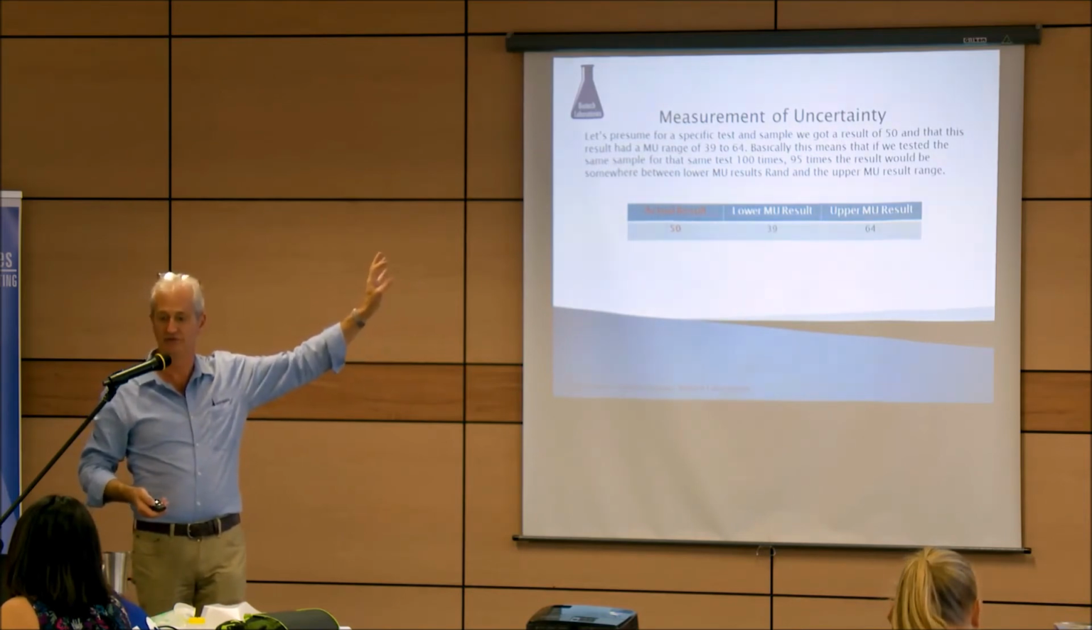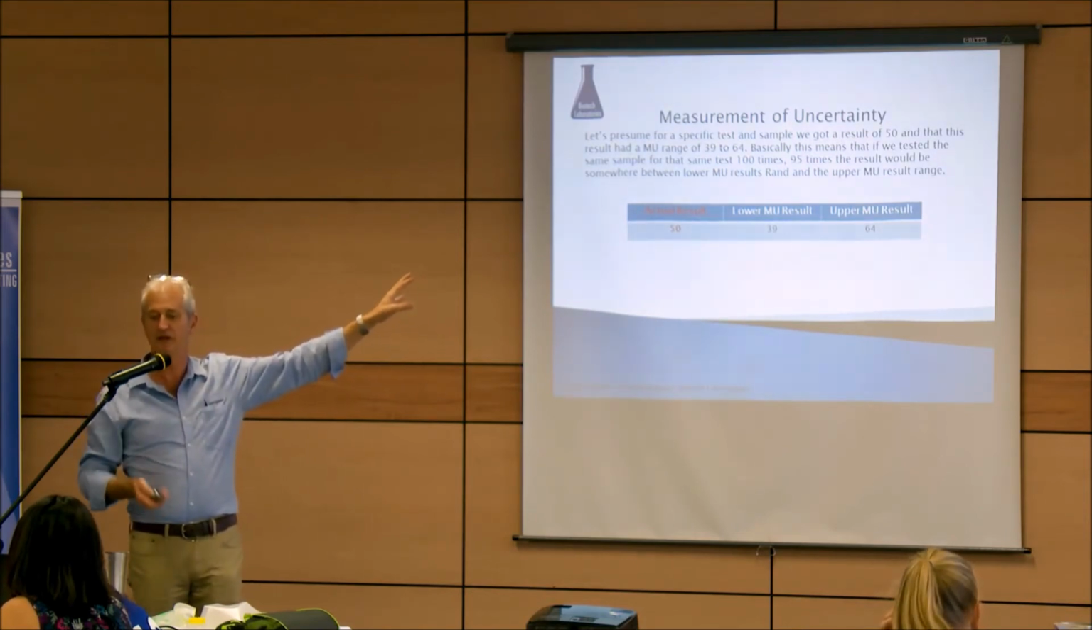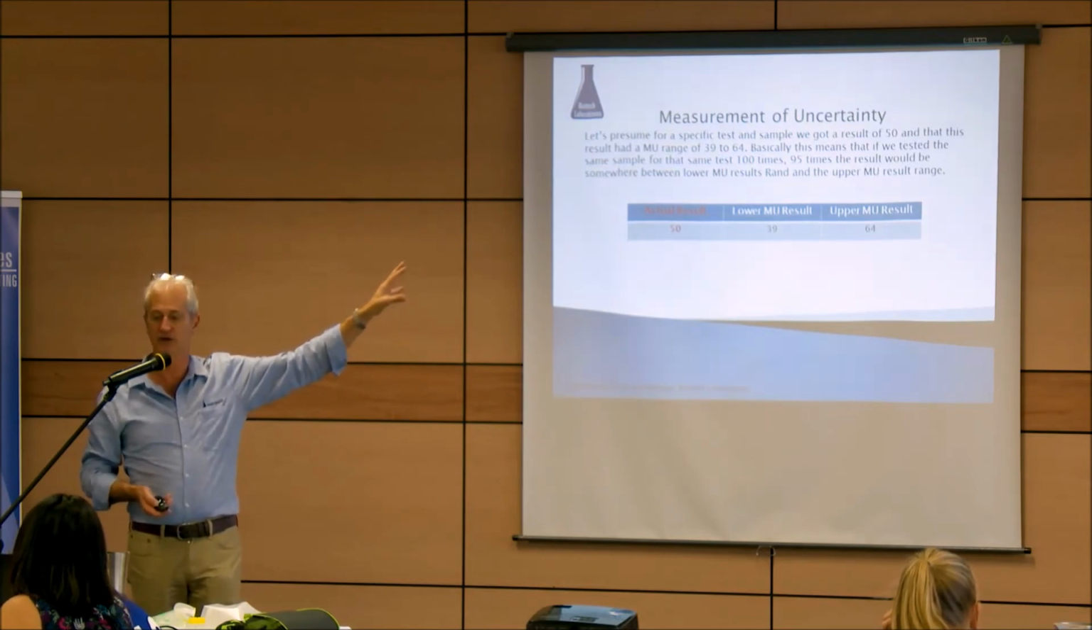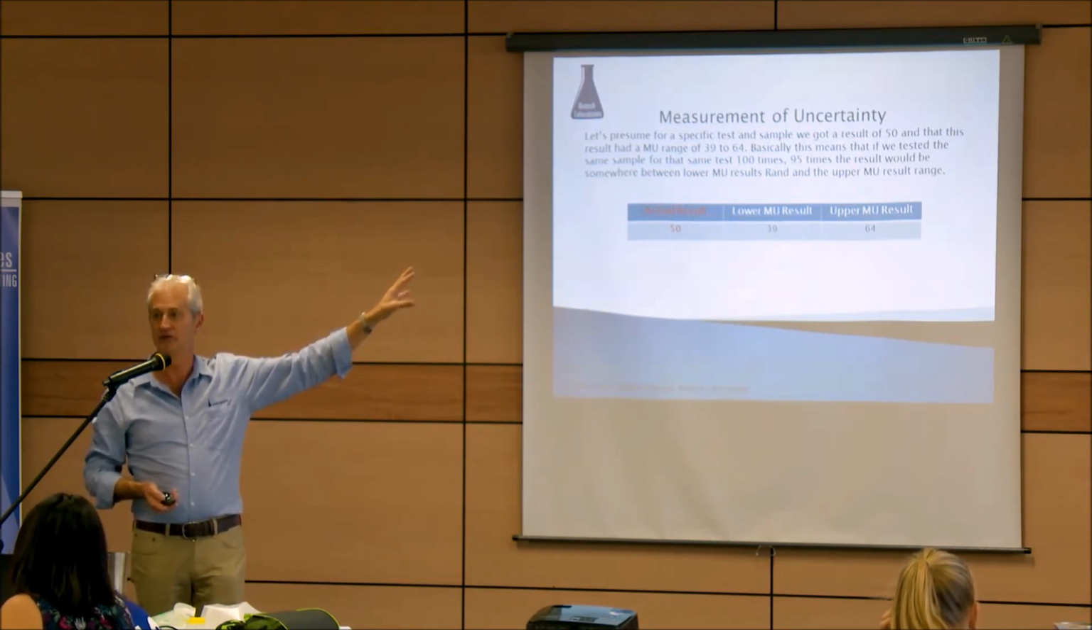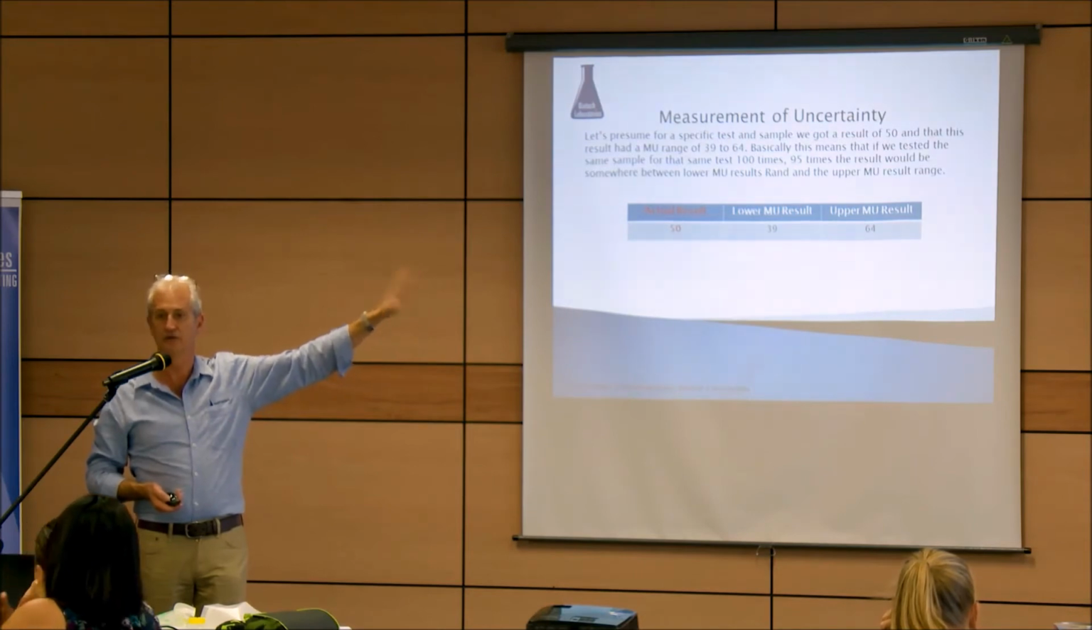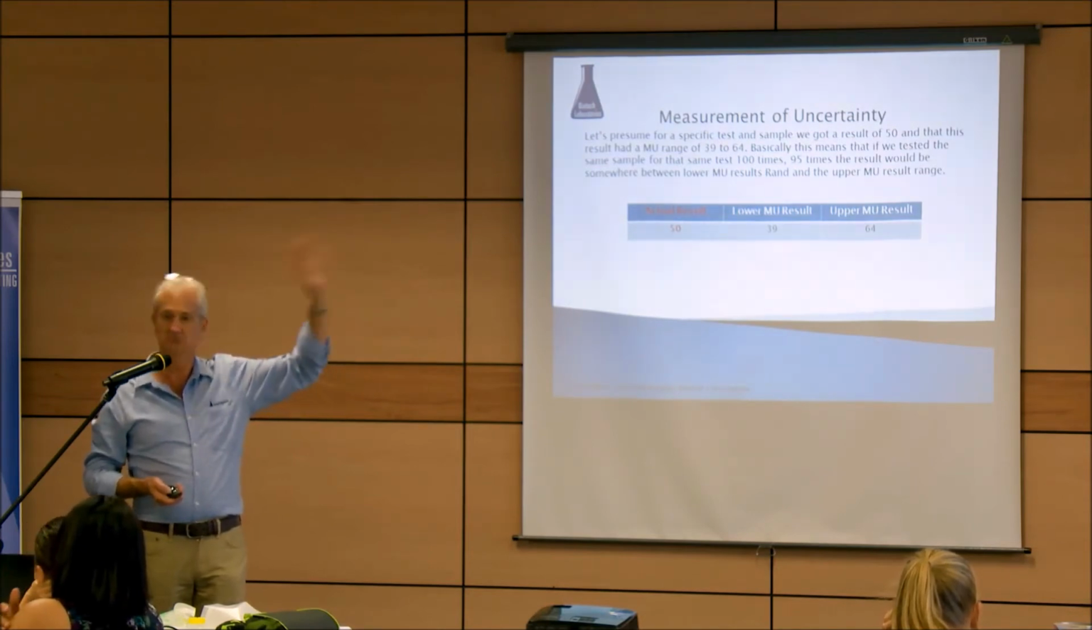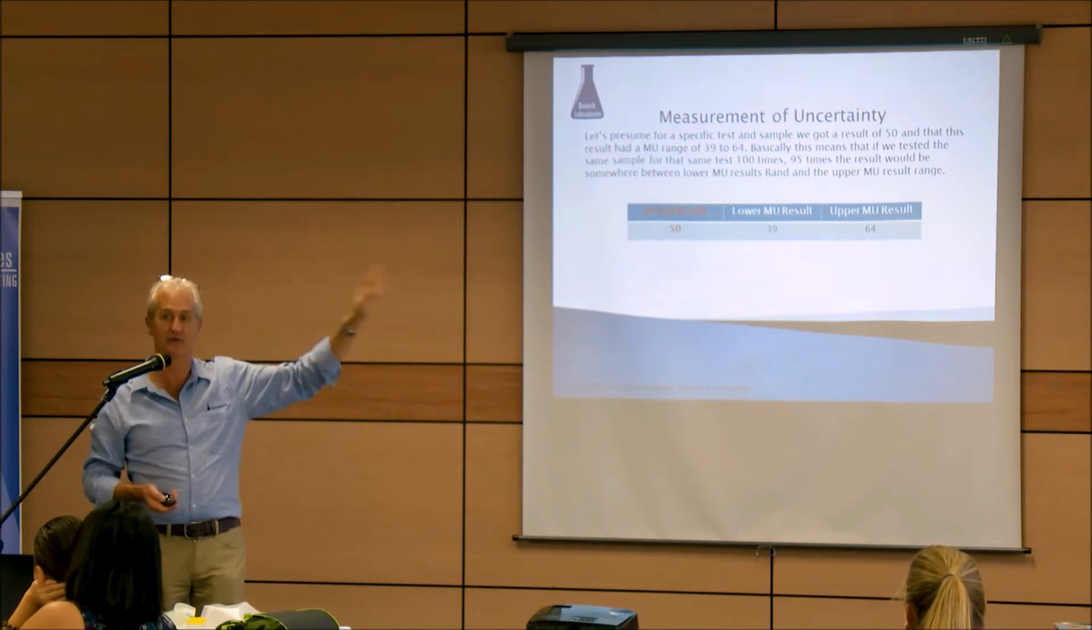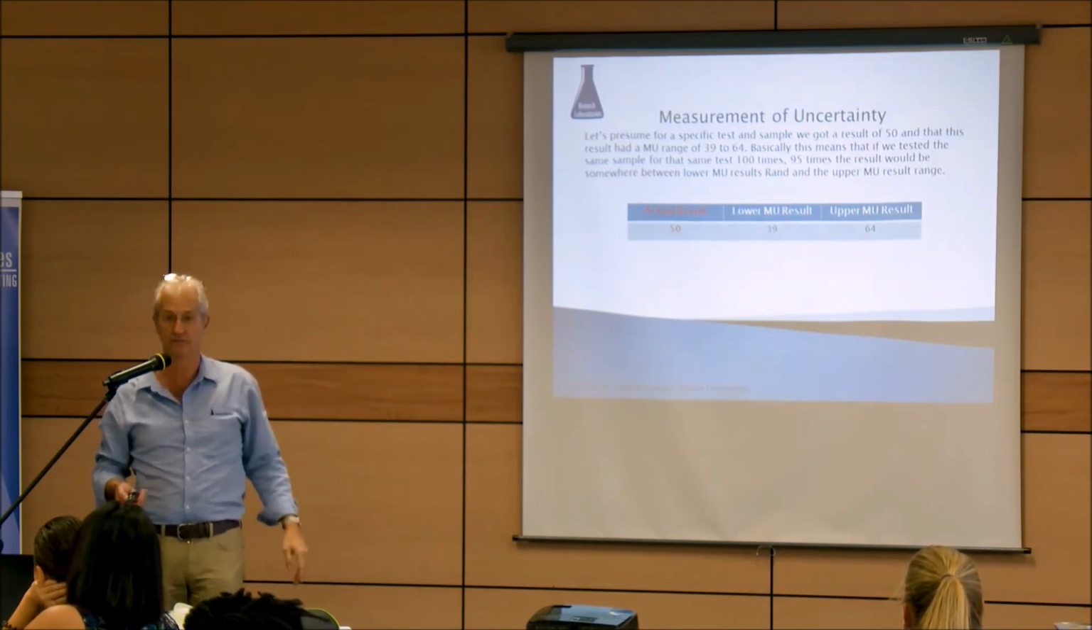So when you get a result of 50 for that particular test in our laboratory, we will tell you the range for that result is 39 to 64. So if we took that sample and tested 100 times, 95 times out of 100, you get a result somewhere between those two.